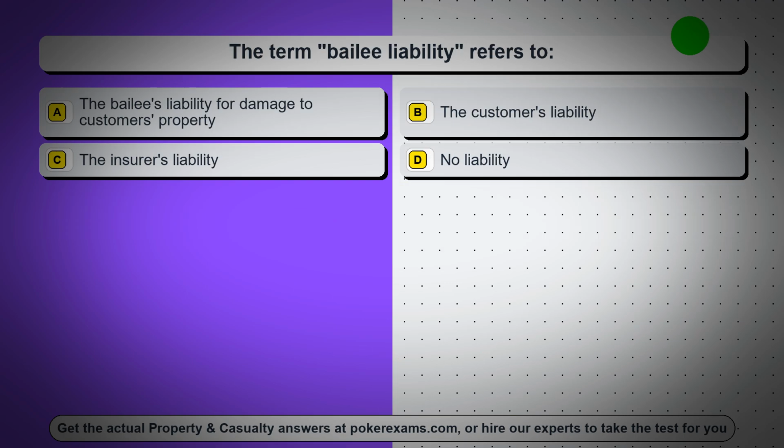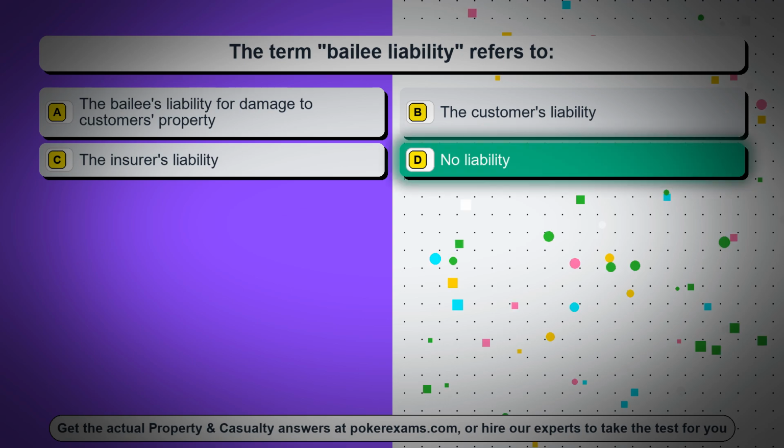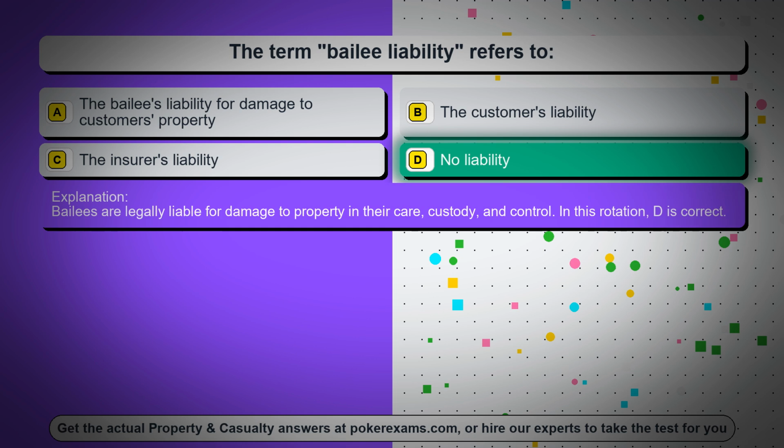Question 82. The term bailee liability refers to option A, the bailee's liability for damage to customer's property. Option B, the customer's liability. Option C, the insurer's liability. Option D, no liability. The correct answer is option D, no liability. Bailees are legally liable for damage to property in their care, custody, and control. In this rotation, D is correct.